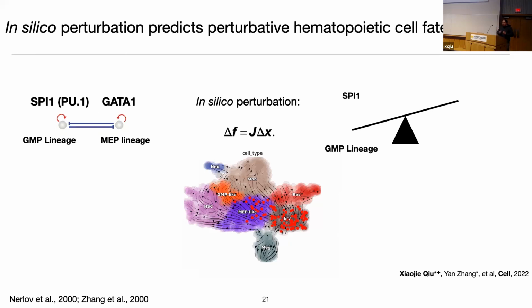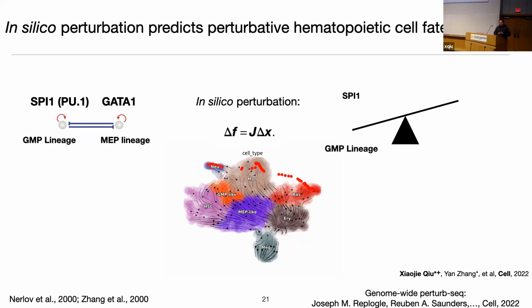We then apply this method to perform the in silico perturbation of GATA1 on the hematopoiesis system. You can see initially the cells are at the erythroid or MEP lineage. After the perturbation of GATA1, they leave their current state and move towards a neutrophil and monocyte cell state. And this, of course, is consistent with previous experimental reports. We also did this kind of in silico perturbation for many genes, and all of them actually match with the experiments very well.